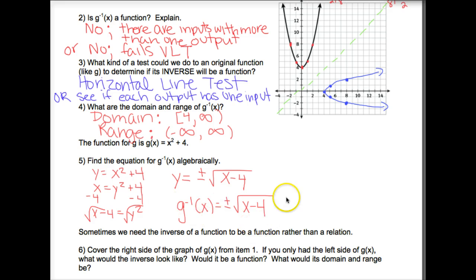Now remember, this was the equation of what I had in blue. It is not actually a function because it doesn't pass the vertical line test. So, sometimes we need the inverse of a function to be a function rather than a relation, like here, g inverse is just a relation because it doesn't pass the vertical line test.